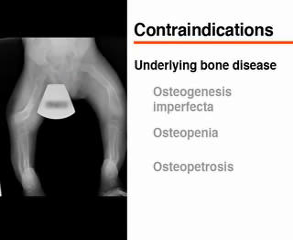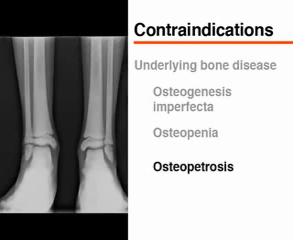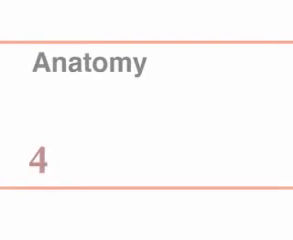Avoid intraosseous cannulation in patients with underlying bone diseases, such as osteogenesis imperfecta or osteopenia, in whom bones may not tolerate or support cannulation, and in patients with osteopetrosis, a condition with very dense bone in which cortical penetration may not be possible.